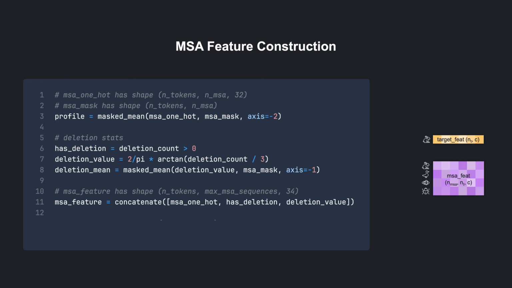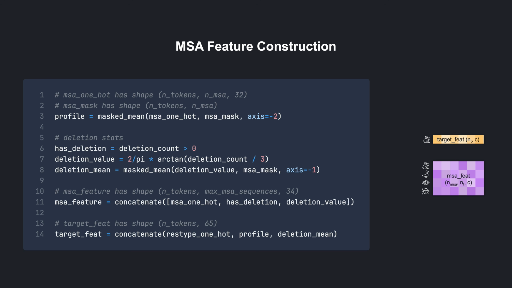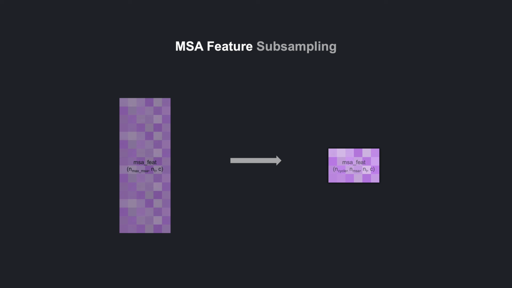The second MSA-based feature, the so-called target feature, actually doesn't have an MSA dimension because it contains only row-wise average MSA features. It is created by concatenating the one-hot encoded rest type token feature, the MSA profile, and the deletion mean. The MSA feature, the way we reconstructed it, is a gigantic array. Its leading dimension is the maximum allowed number of MSA sequences in AlphaFold 3, which is about 16,000.